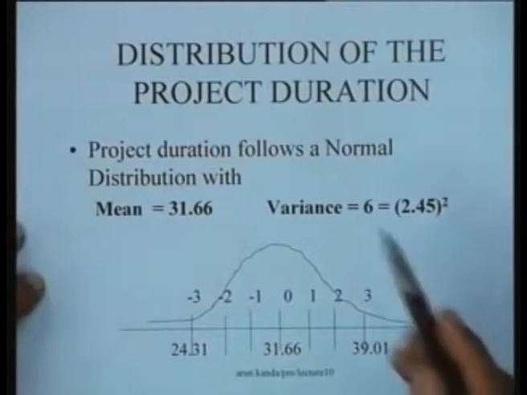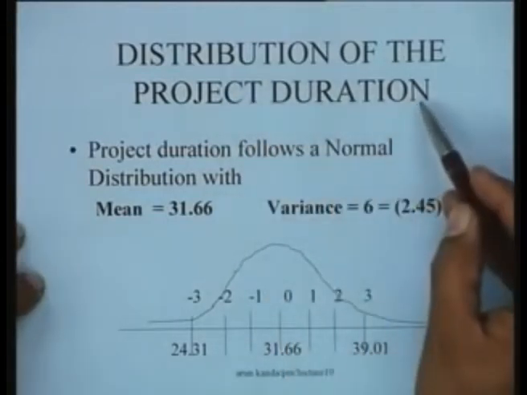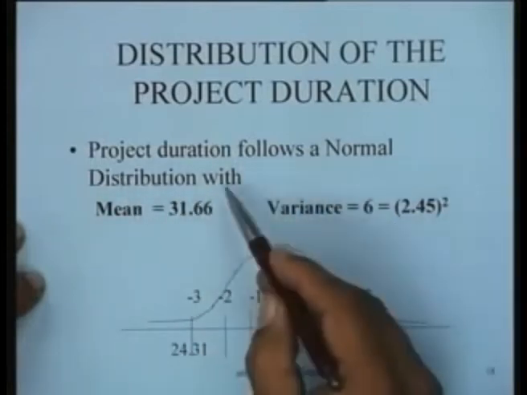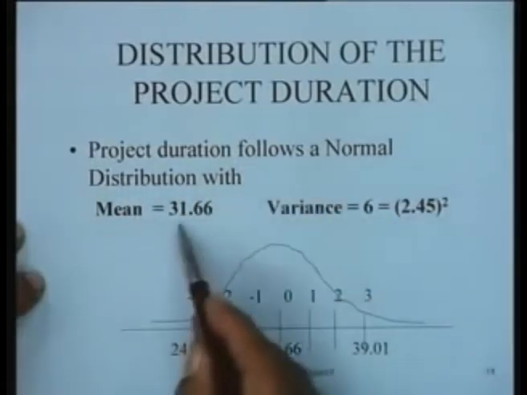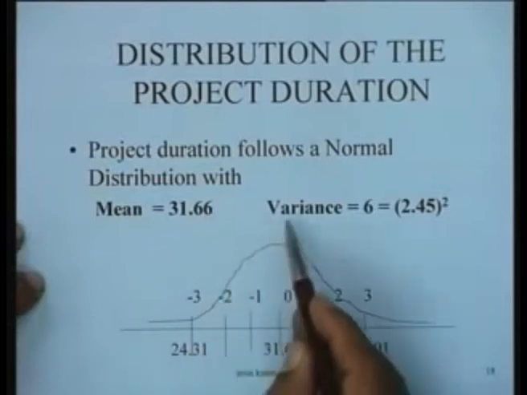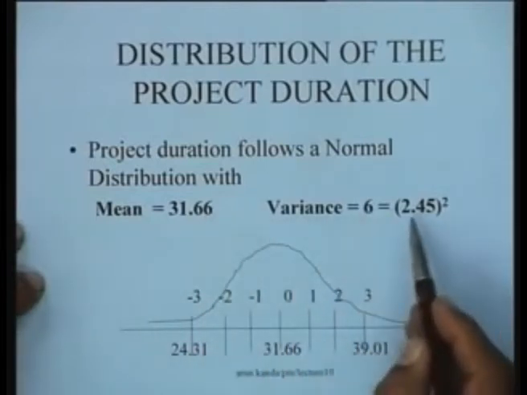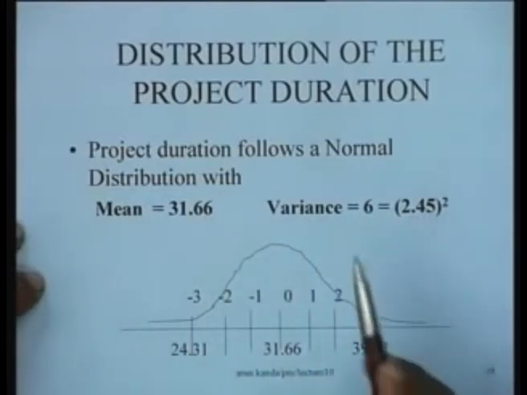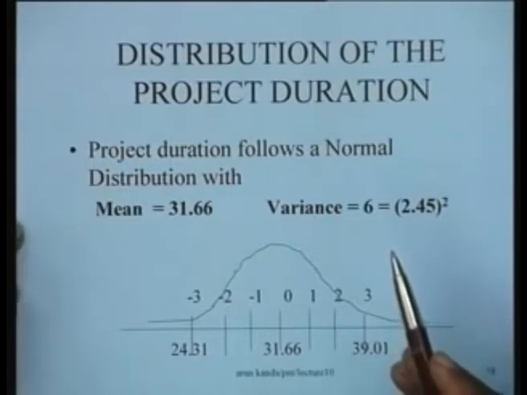So we can identify the distribution of the project duration. The project duration follows a normal distribution with a mean equal to 31.66 and a variance equal to 6. That means the standard deviation is 2.45 for this particular project.